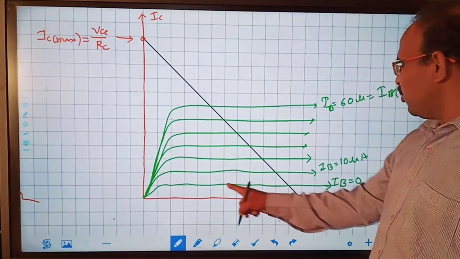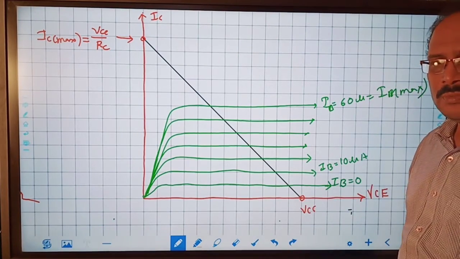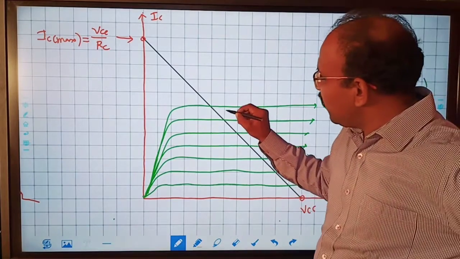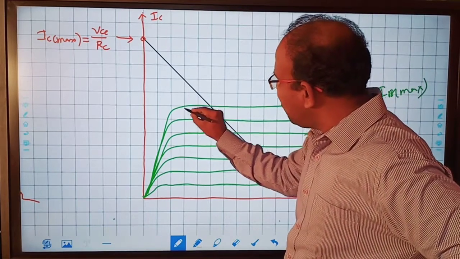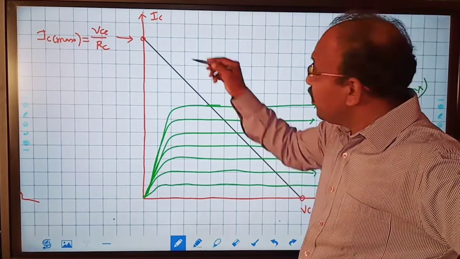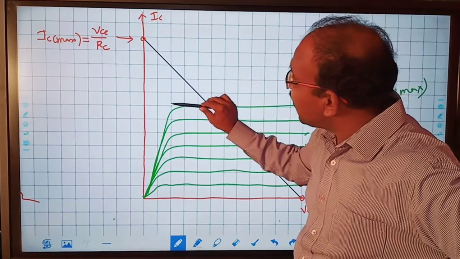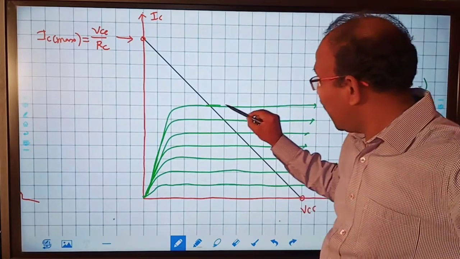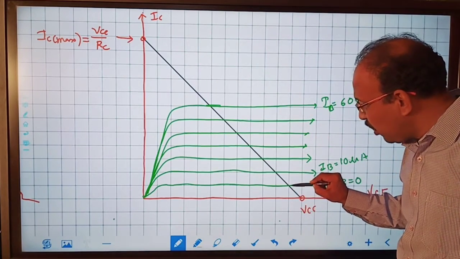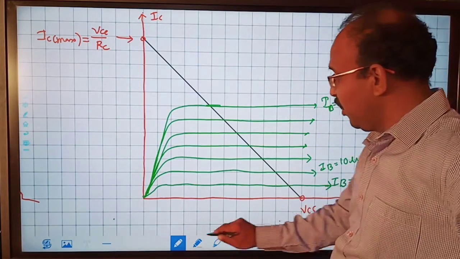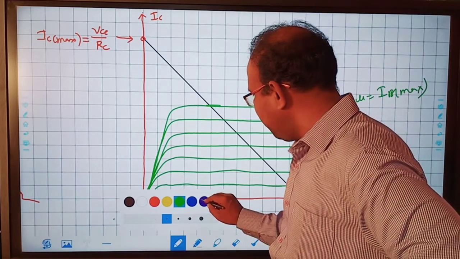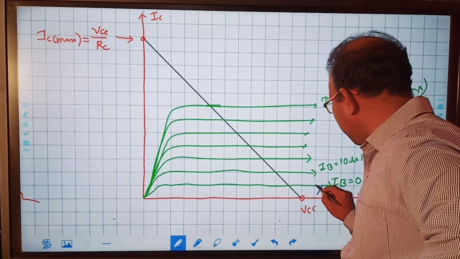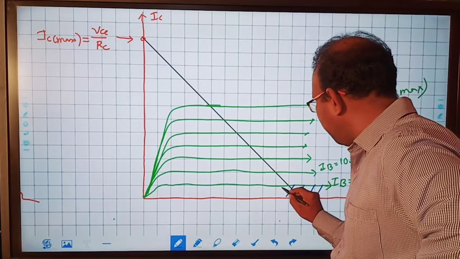IB min is always 0. IB max, that is the decider. Now here what we can say, this is the maximum IB. Here I can say this is the maximum IC actually. Okay, allowable IC, and it shouldn't fall below in cutoff. This region is cutoff region. So I mark with a different pen. This region is cutoff region.